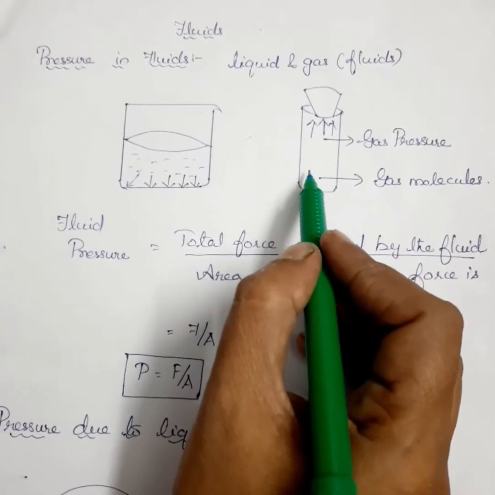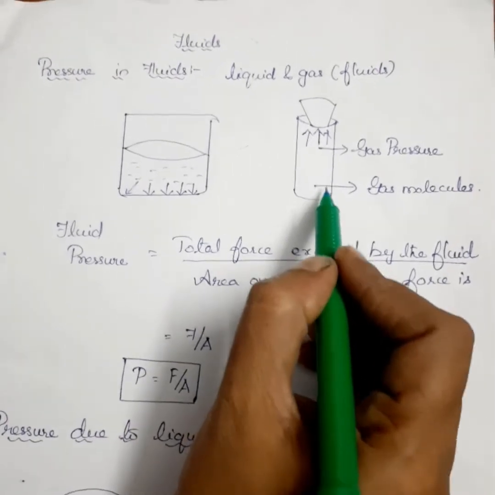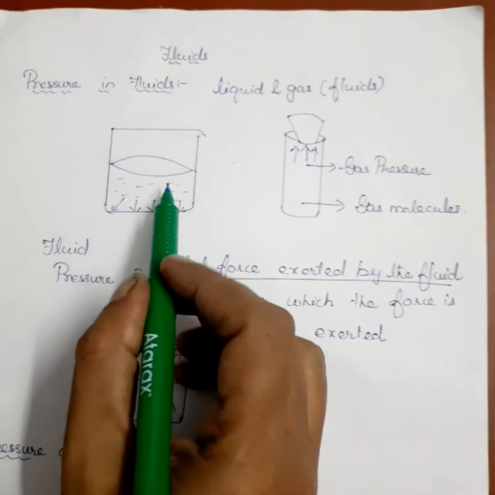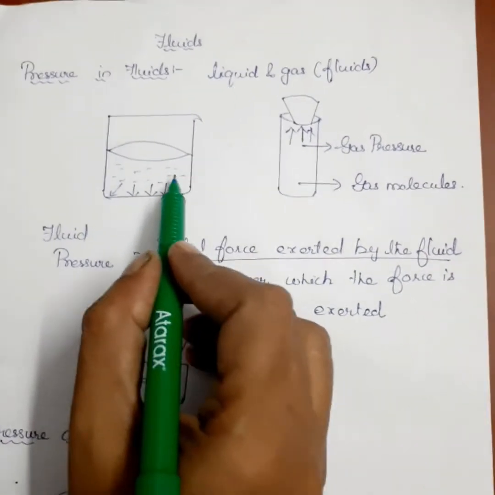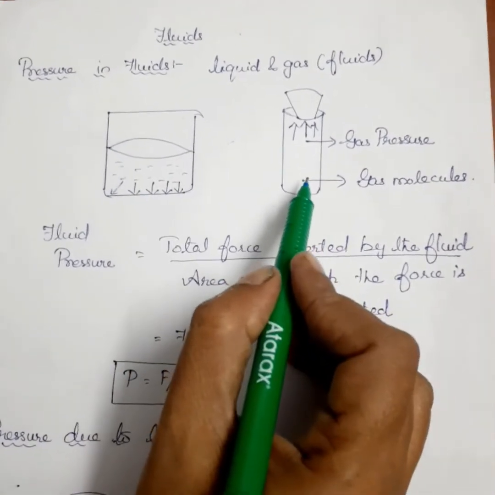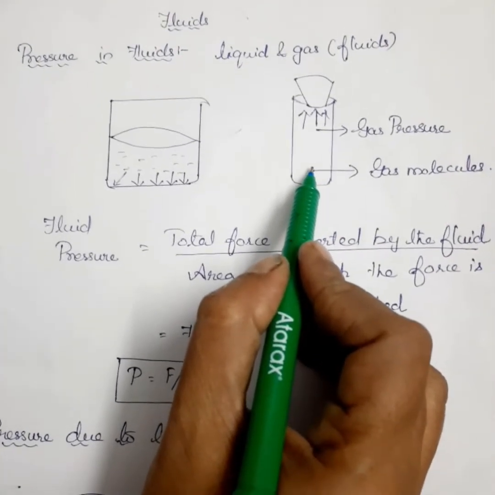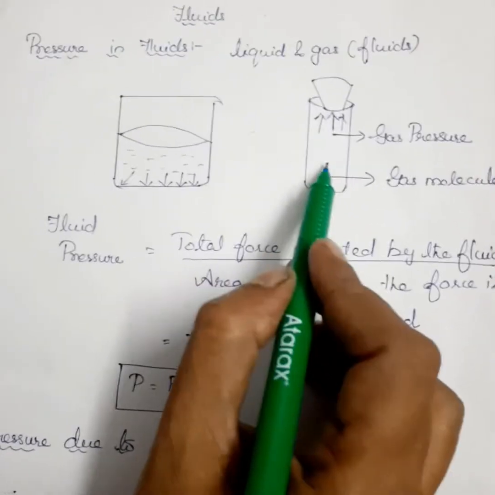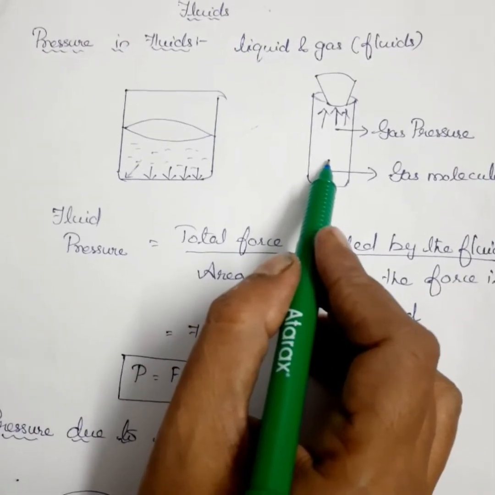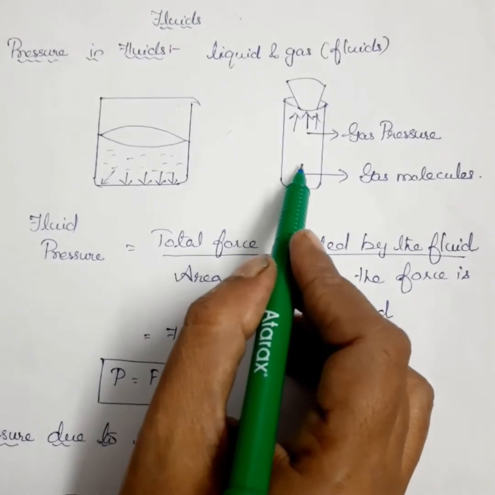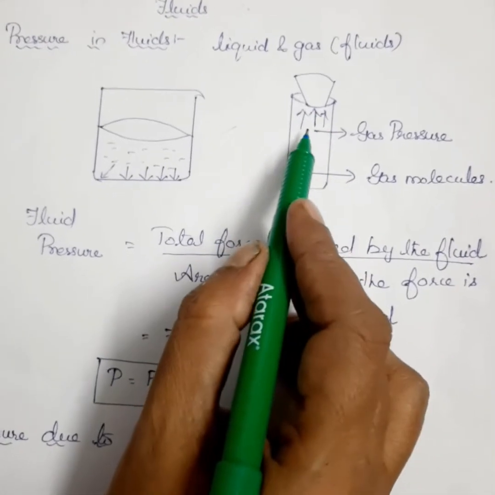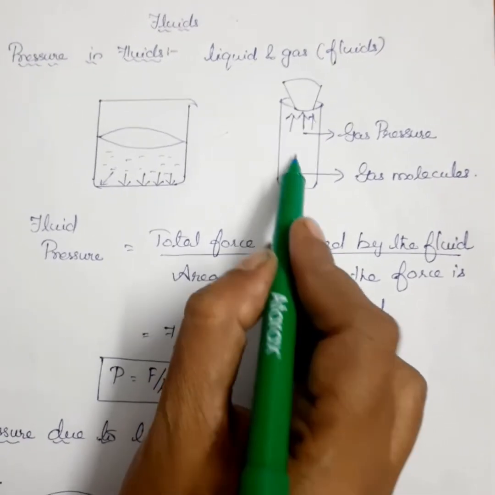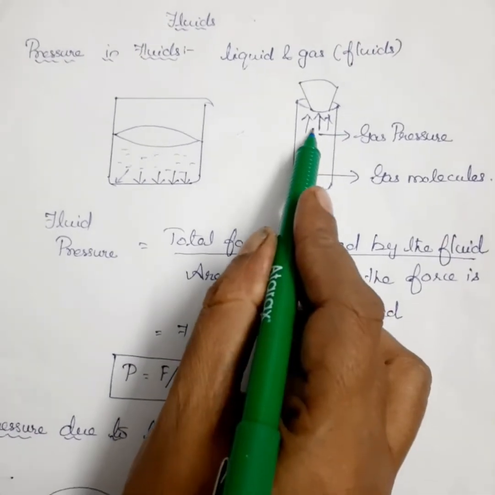Here the gas molecules are moving in random motion. What motion? Rapid motion. All the molecules are moving in random motion, in all directions. So they exert pressure, and that pressure is moving in the upward direction. So the gas pressure moves from higher pressure to lower pressure.